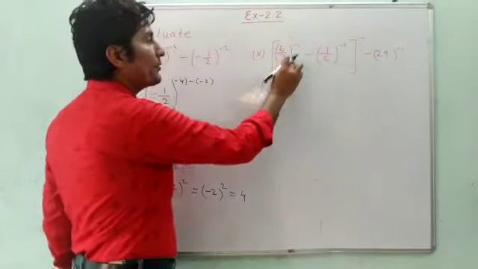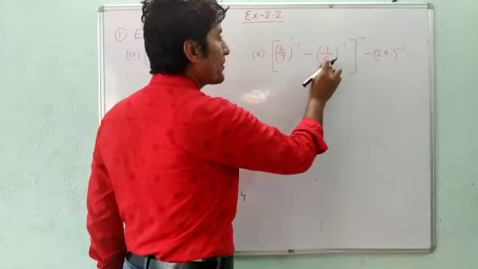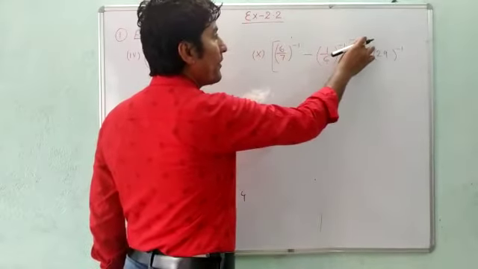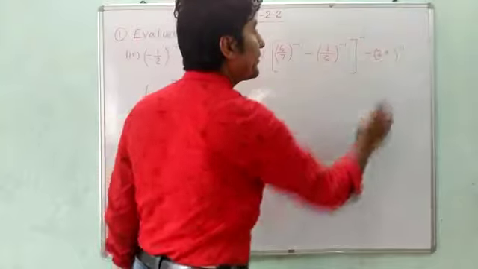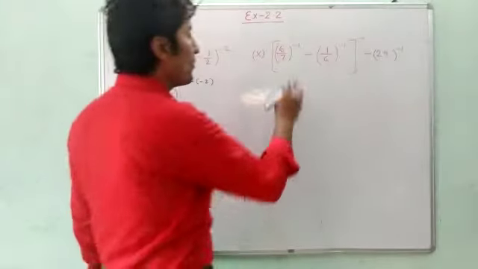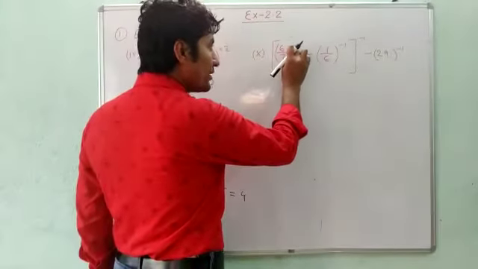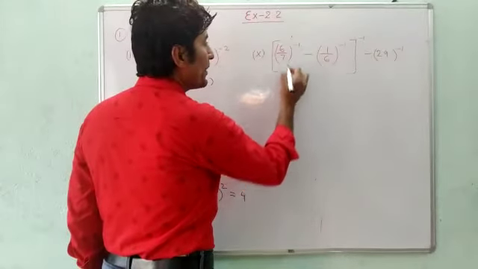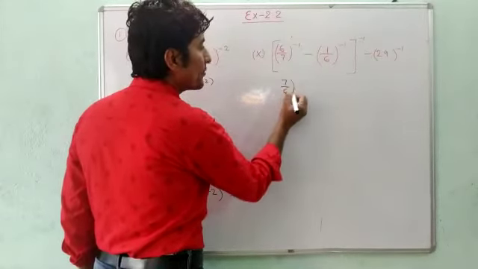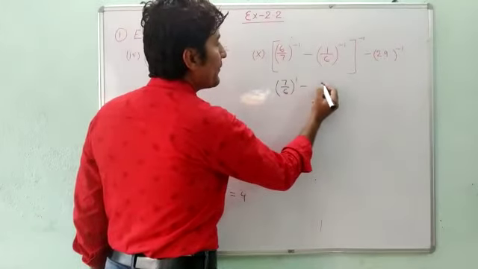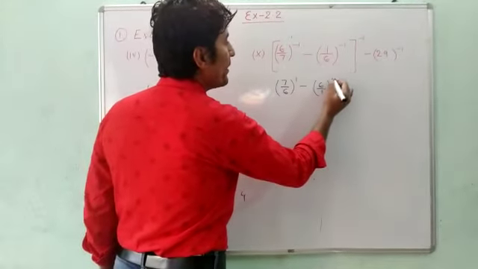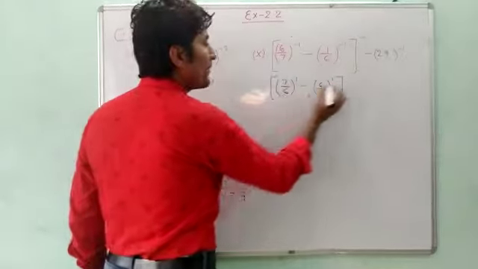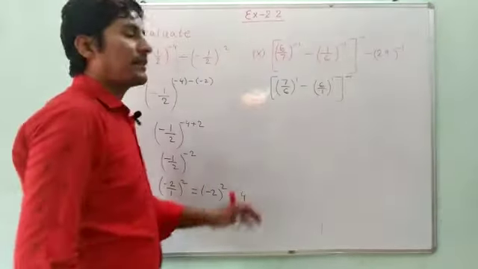((6/7) to the power -1 minus (1/6) to the power -1) whole to the power -1 divided by 29 to the power -1. So first of all we have to convert this negative exponent into the positive exponent. How to convert this? We have to write the reciprocal, (7/6) to the power 1 minus, here we can write (6/1) to the power 1. Now this negative exponent we have to write as it is.